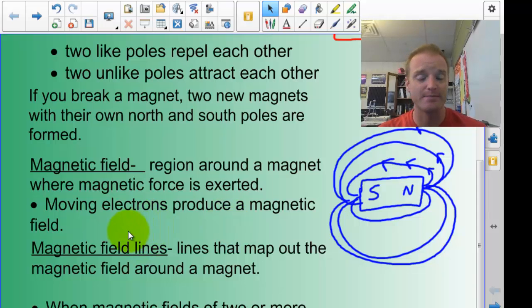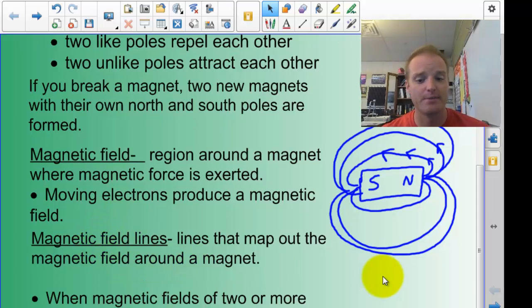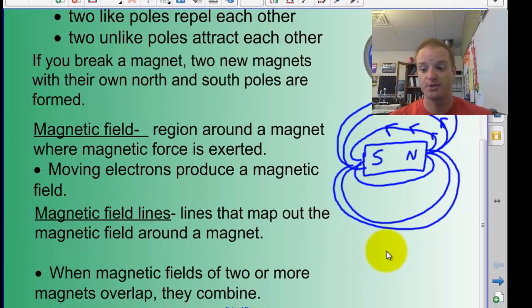Now, we can't actually see magnetism. What we often do is draw a diagram to represent what the magnetic field is going to look like. We create these magnetic field lines, and these are lines that map out the magnetic field around a magnet. When these magnetic field lines overlap or combine, they also strengthen.